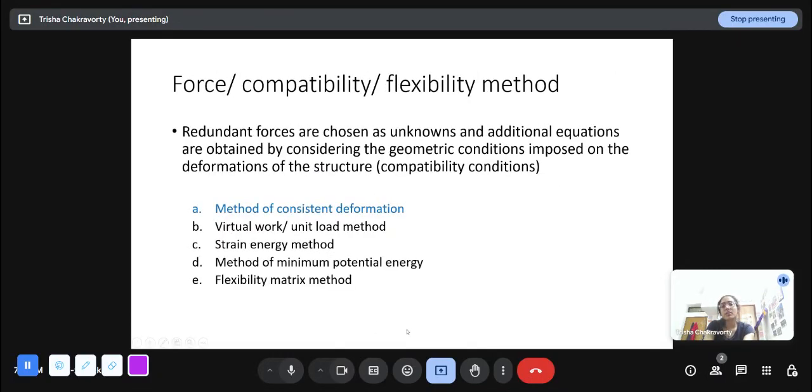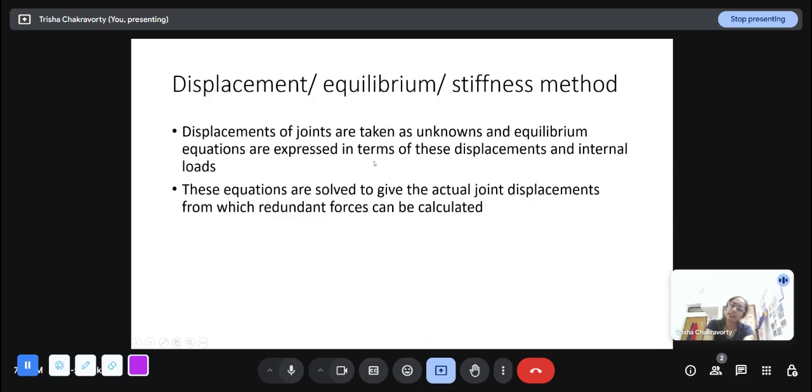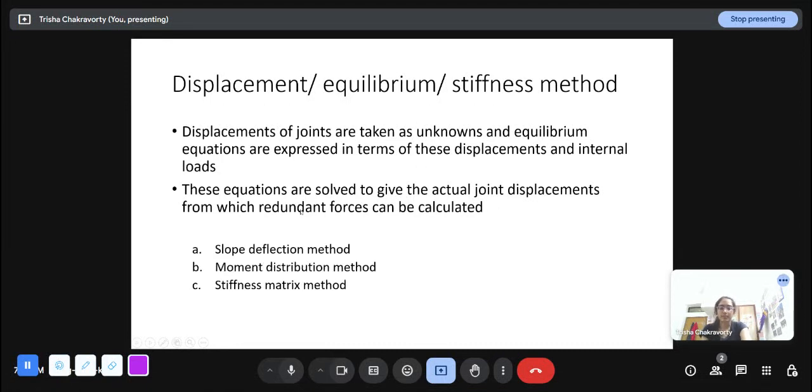Then there is the displacement or equilibrium or stiffness method. Each of these terms are complements: force and displacement, compatibility and equilibrium, flexibility and stiffness. Displacements of joints are taken as unknowns, and equilibrium equations are expressed in terms of these displacements and internal loads. These equations are solved to give the actual joint displacements, from which redundant forces can be calculated. The three methods are slope deflection, moment distribution, and stiffness matrix method. All three are very important, especially the first two, which we have looked at in the previous 2 weeks.